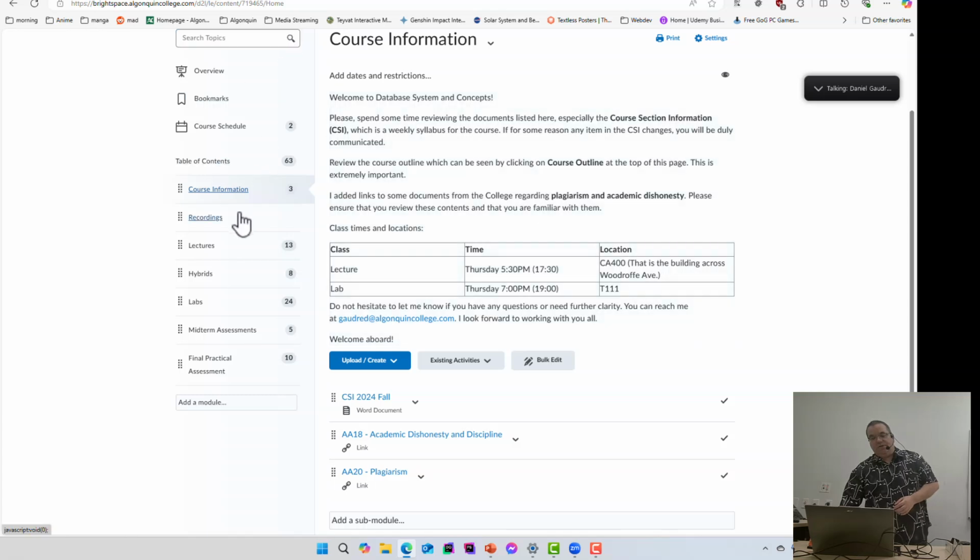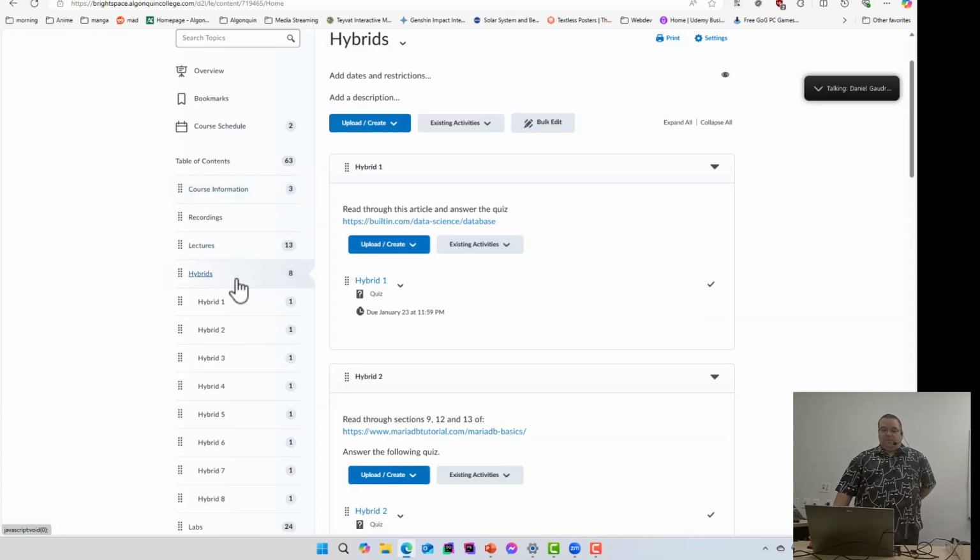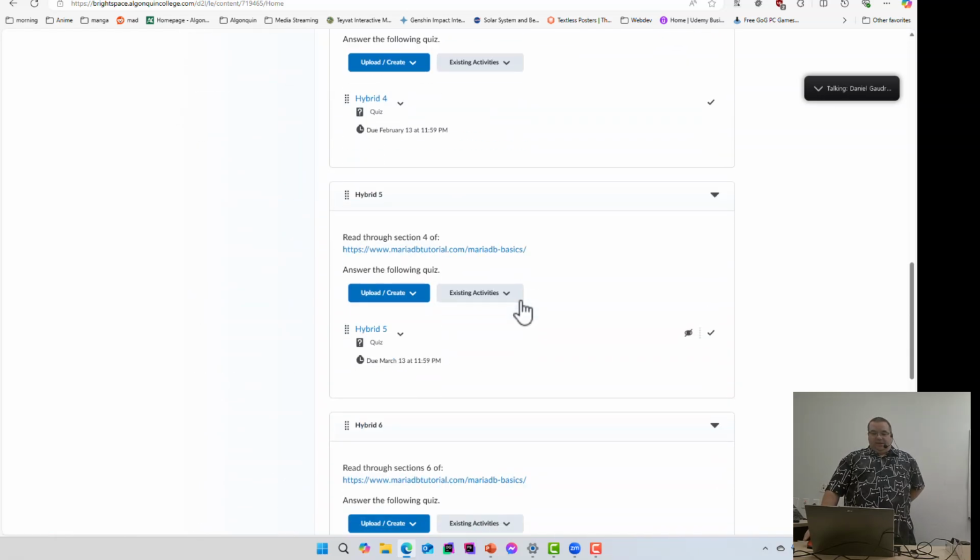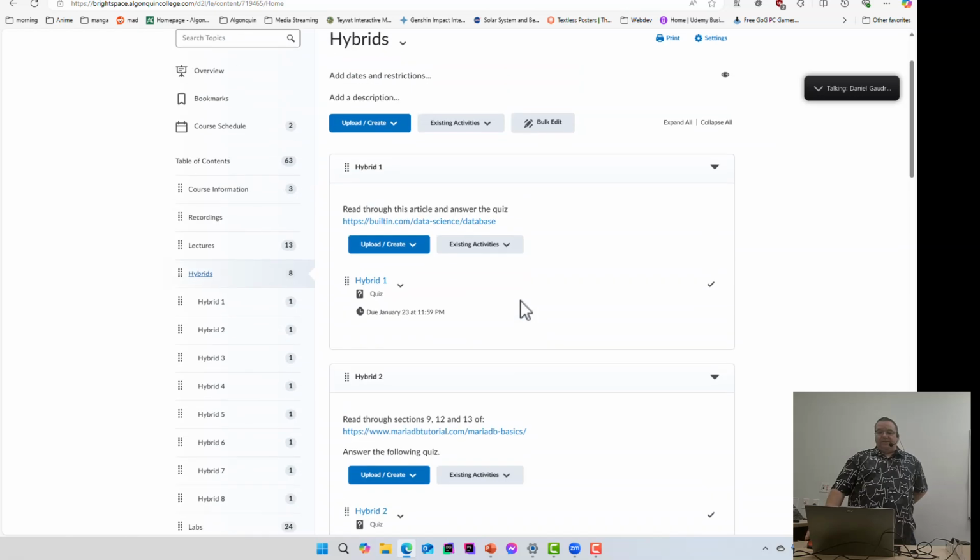Any class recordings will have links in the recording section. All your lectures are obviously under lectures. Hybrids are where they're going to be, and I think the first four are visible to you, so everything that you have to do before the break is visible to you. So all the labs up to the break are visible, all the hybrids up to the break are visible, all the lectures up to the break are visible. So I don't hide my material and time gate it like some other courses do, where they don't give it to you till like 10 minutes before the start of class. Mine's available right to the break. I feel that takes a bit of the stress out for the students, and for me, it takes out the stress of having to remember to turn it on.